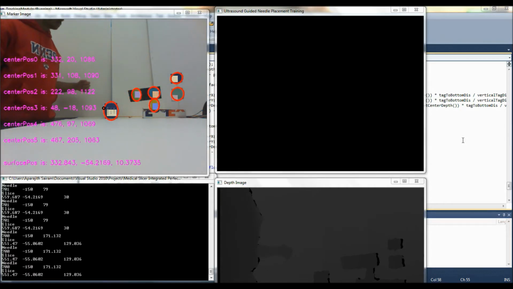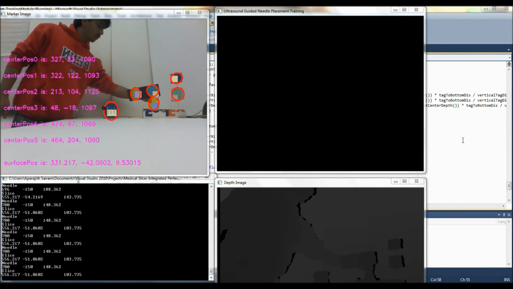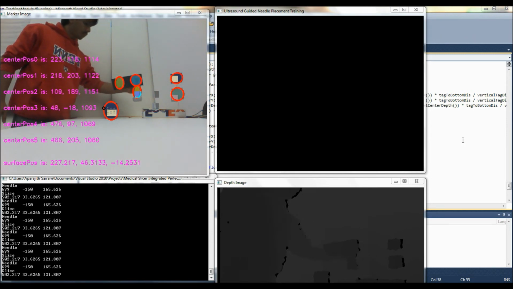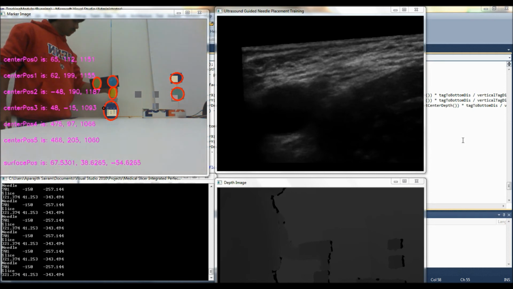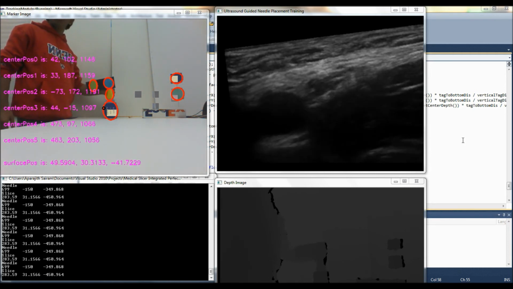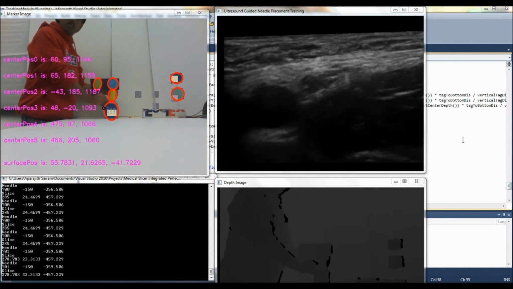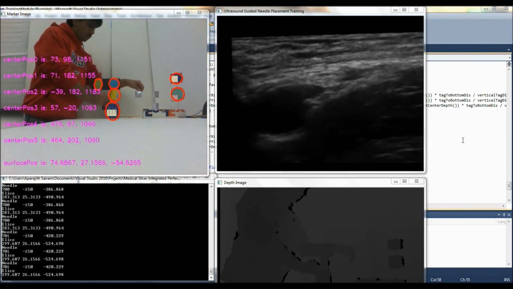Let us now see a demonstration of our software. On the left hand side, there is a video which shows a person actually handling the probe and the needle. Please note that it's a mirror image. That is, the left hand shown in the video is the right hand of the person and the right hand shown in the video is actually the left hand of the person.